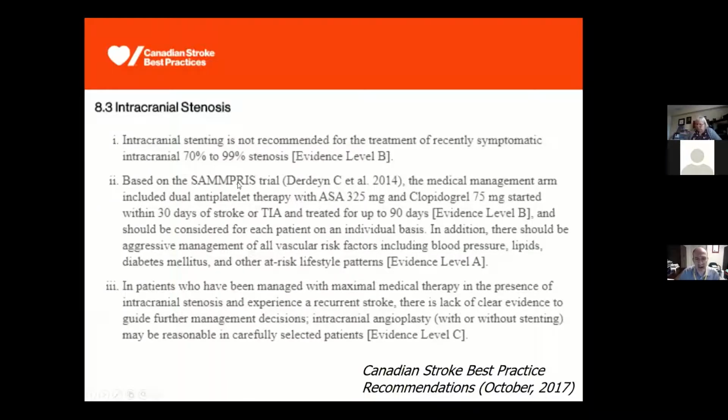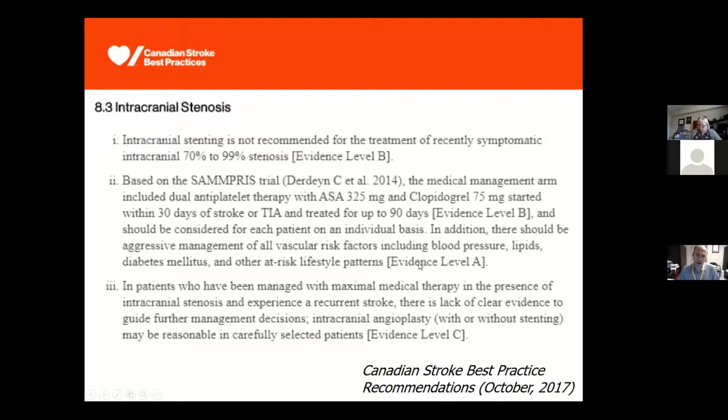There was a trial called the SAMMPRIS trial. It was a stenting trial, but the medical management arm was dual antiplatelet therapy with aspirin 325 milligrams and clopidogrel 75 milligrams, started within 30 days of the event and treated for 90 days. But in addition, aggressive management of all vascular risk factors. And that's evidence level A. So again, you see the antiplatelets are evidence level B, but the optimization of vascular health is evidence level A.